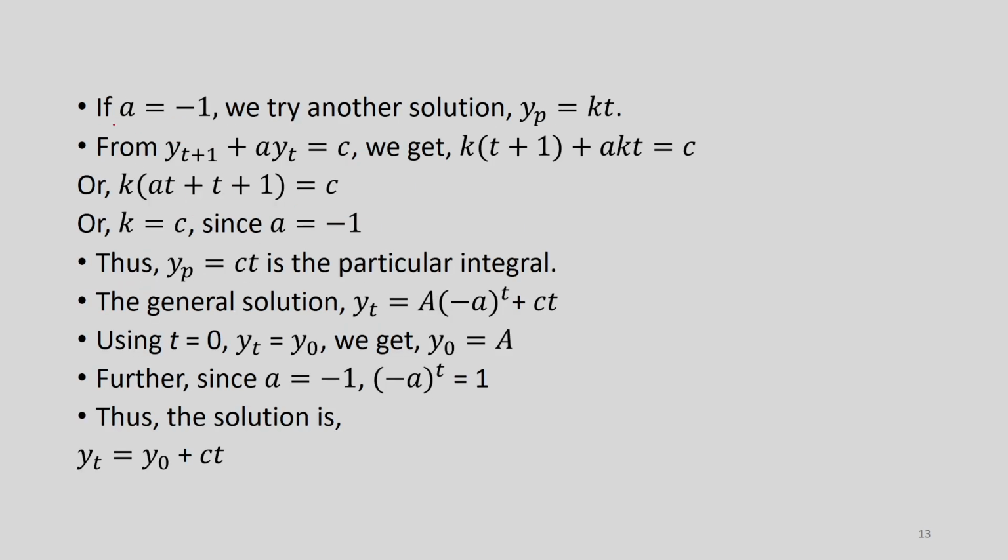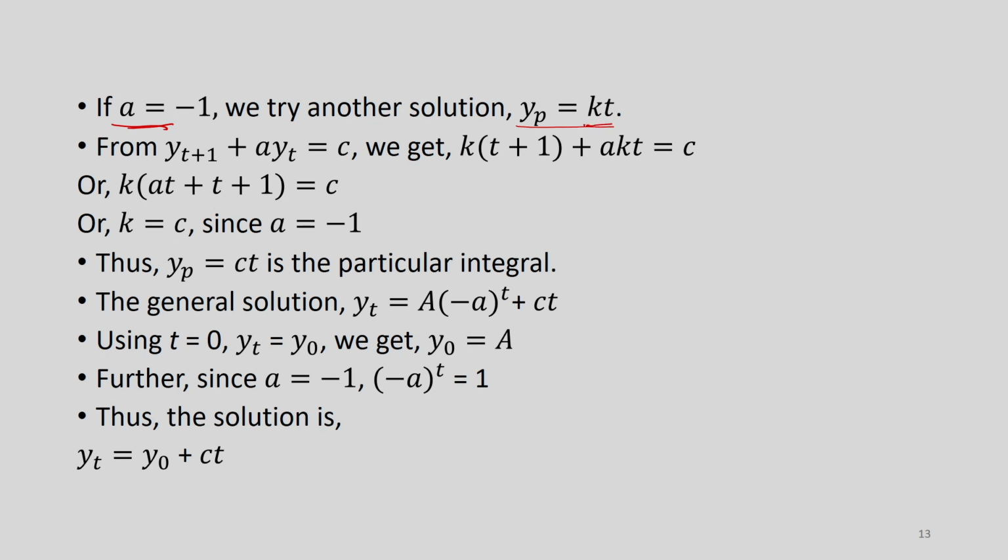If a is equal to minus 1, then our particular integral has to be different. So, instead of yp is equal to k that we assumed earlier, here we are taking this particular trial solution, yp is equal to k multiplied by t. So, it is a function of t now, a little bit more complicated than what we had before, and let us try out whether this works out or not.